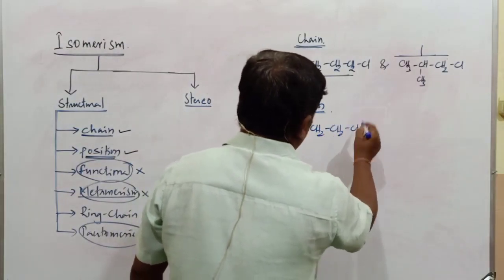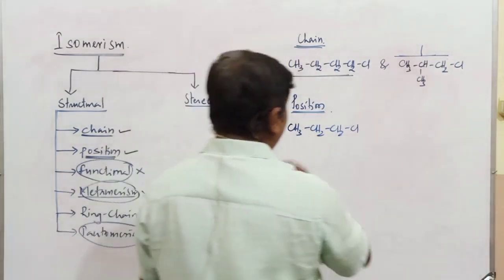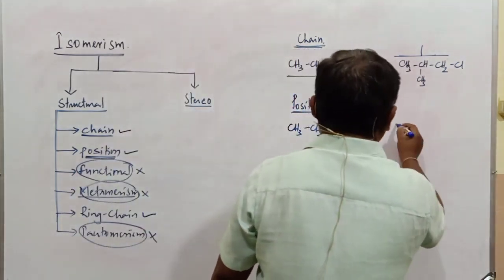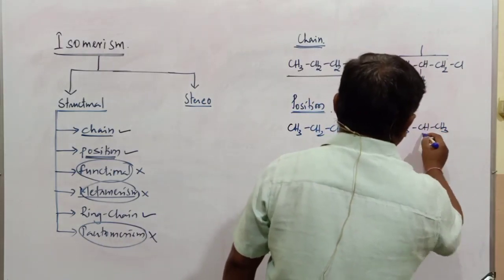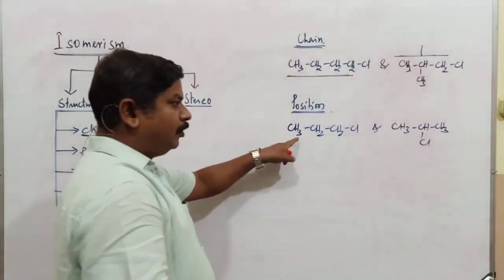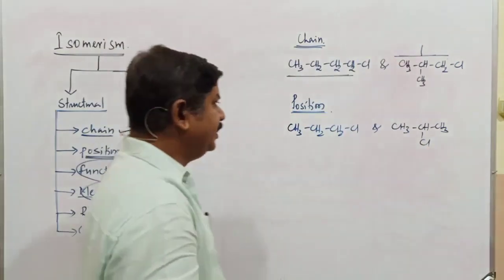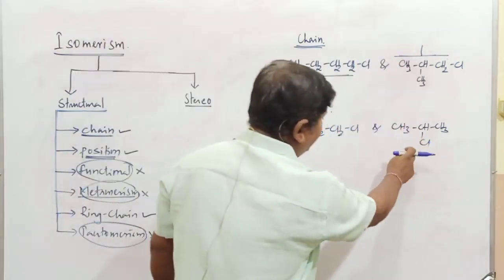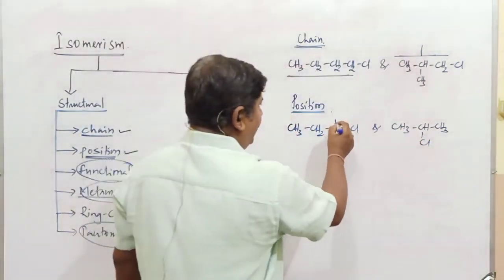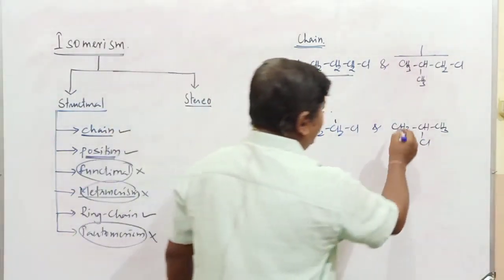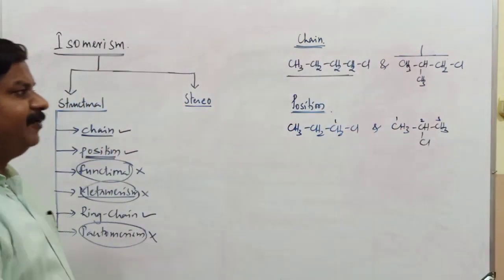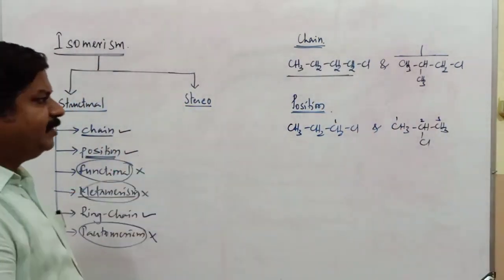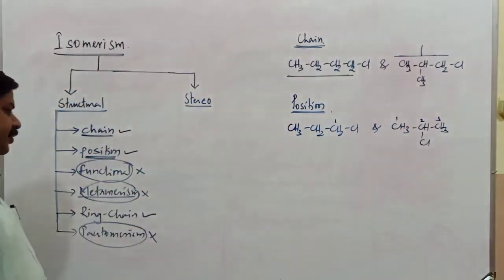CH3, CH2, CH2, Cl. What's the name of this compound? It's 1-chloropropane, and its position isomer is CH3, CHCl, CH3. It is called 2-chloropropane. Normally n-propyl chloride, and it is called isopropyl chloride. Here the chlorine atom is present on the first carbon atom, here the chlorine atom is present on the second carbon atom. So these two are the examples for position isomers. Like that, a number of examples we can mention under position isomerism.